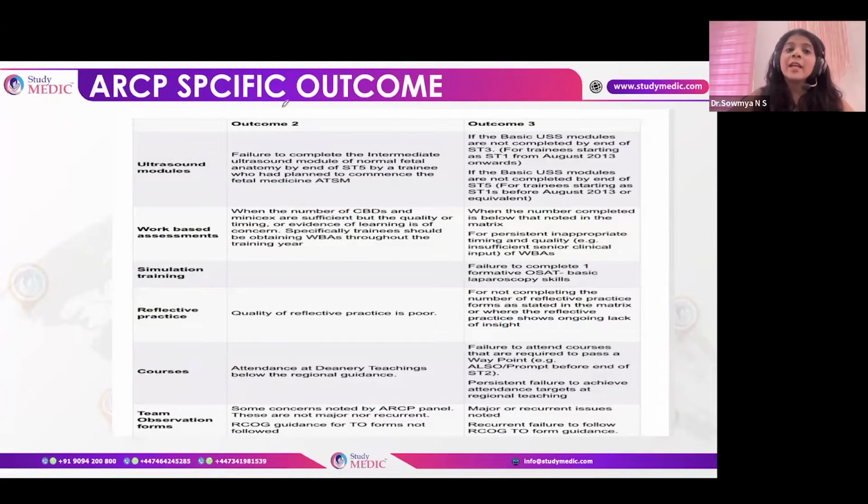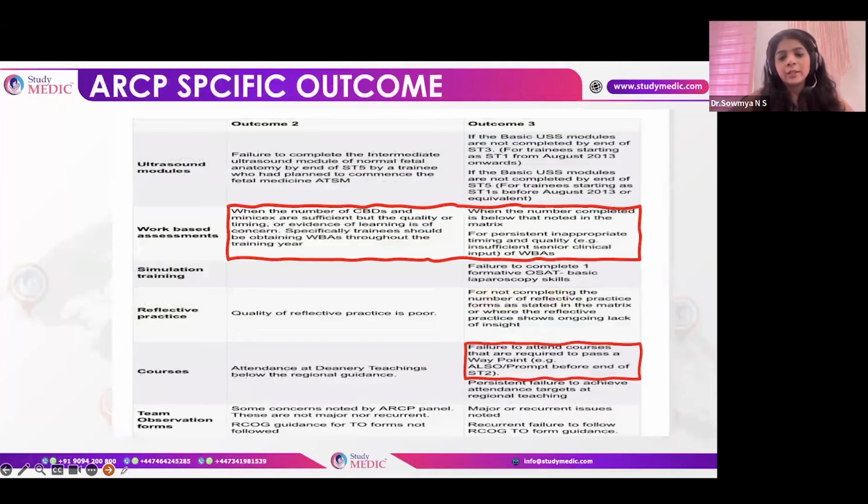Let's move on. ARCP specific outcomes, outcome 2 and outcome 3. Where do you get what? I want to draw your attention to this. The first one, work-based assessment: when the CBDs and mini-CEXs are sufficient, the numbers are sufficient. It depends. Sometimes it's 3, sometimes it's 5, depending upon the e-portfolio and the procedure you have opted for or the year which you are in. So if their numbers are good, but the quality is not very good, then they would be given outcome 2, where they are supposed to get additional training.